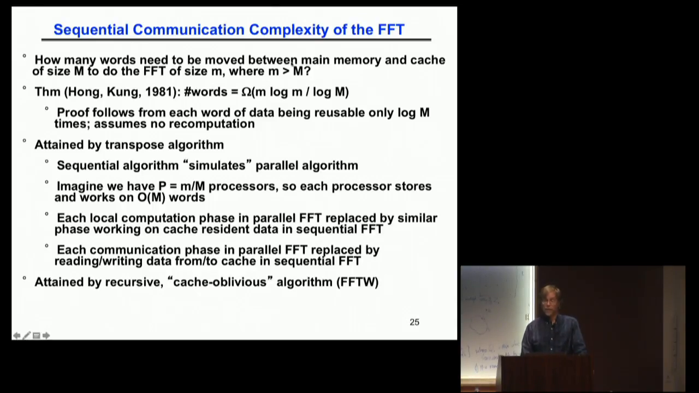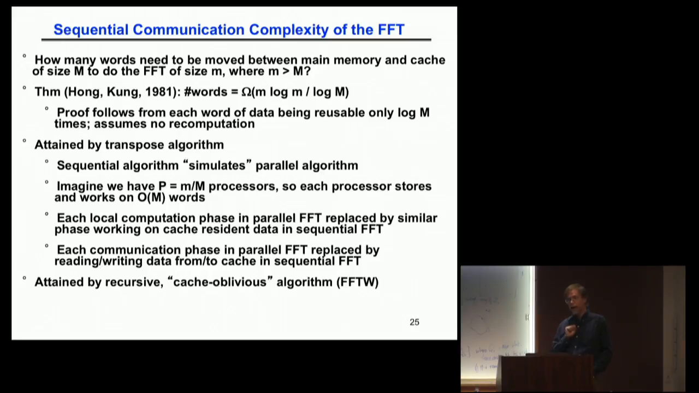Okay, so here's the sequential case. I want to do an FFT of size little m, and I'm on a cache of size capital M, and this is bad notation, but my little m is bigger than capital M, okay? So it doesn't fit in cache. The question is, how much data has to move between main memory and cache in order to implement the FFT? And the theorem, which goes back to the same paper that first proved the lower bound for matrix multiply, says the number of words moved, assuming you're not allowed to do any recomputation, do every floating point operation once, is the number of operations, m log m, divided by the log of the cache size. So you can get some benefit from having a bigger cache, but it's not very much, right?